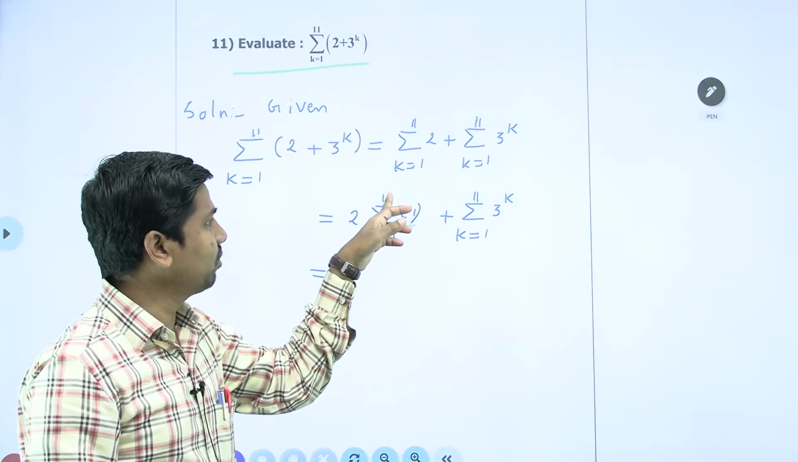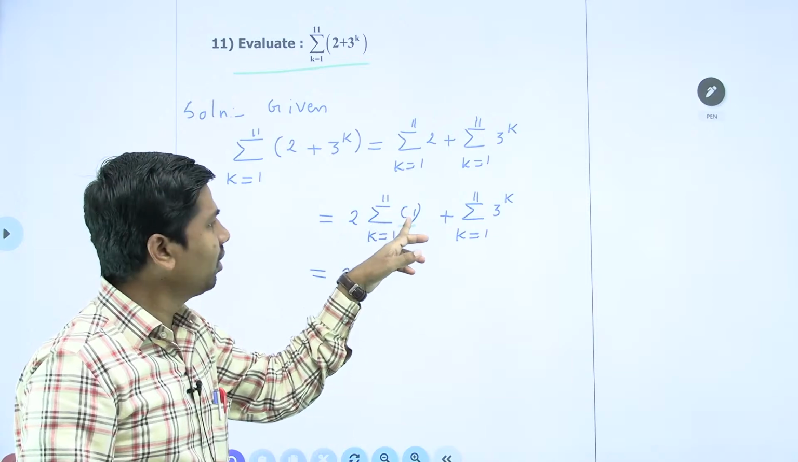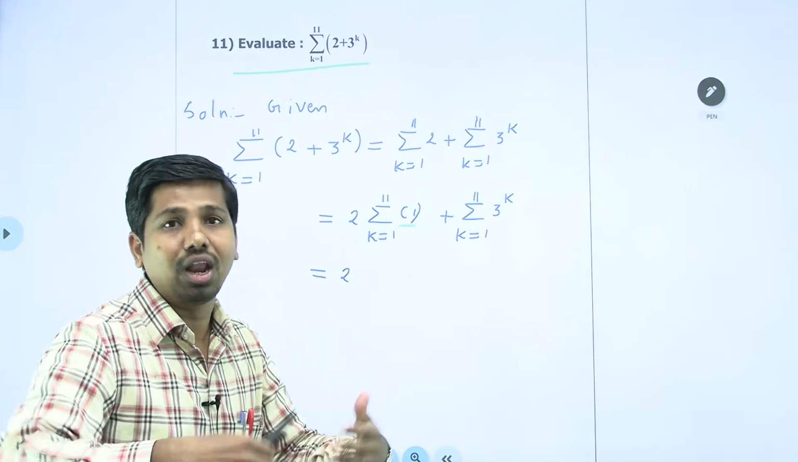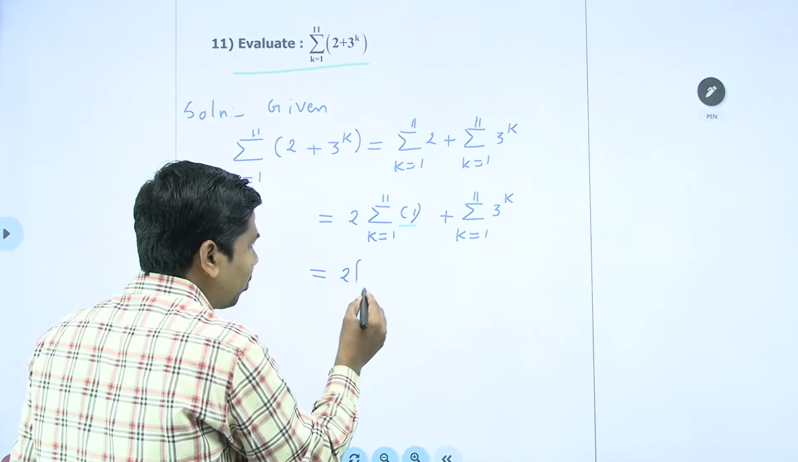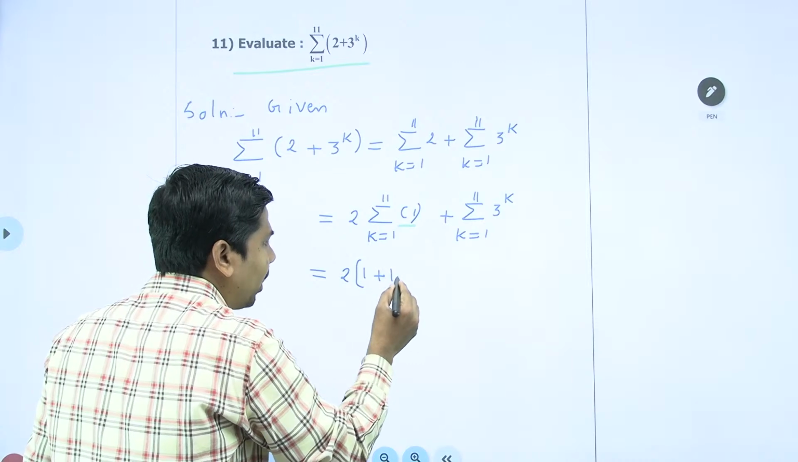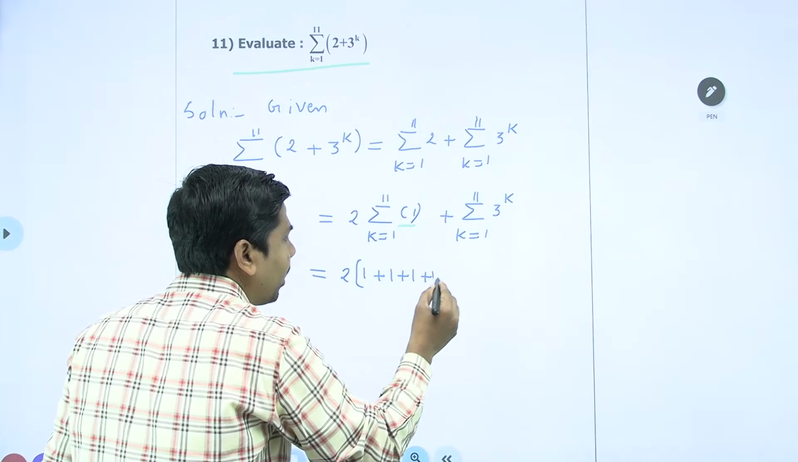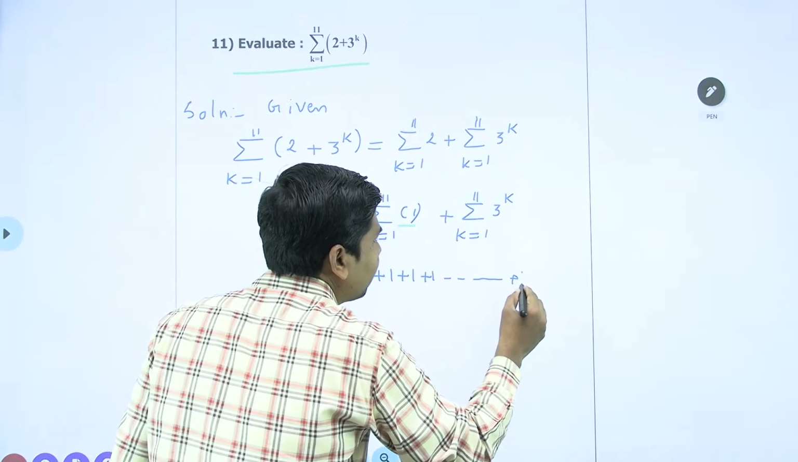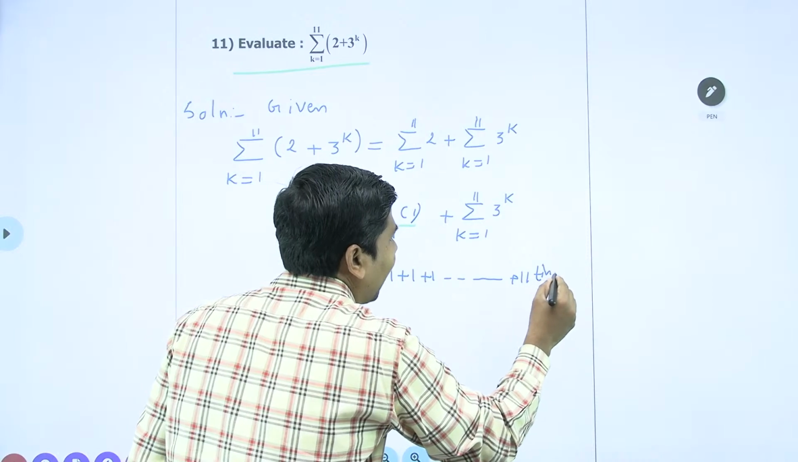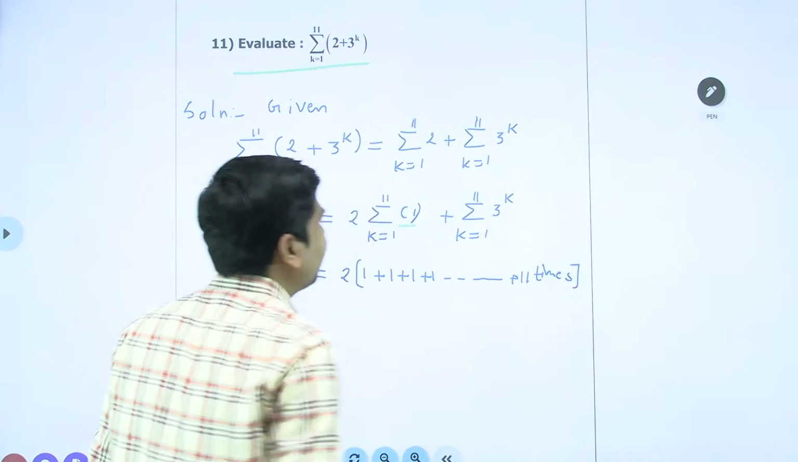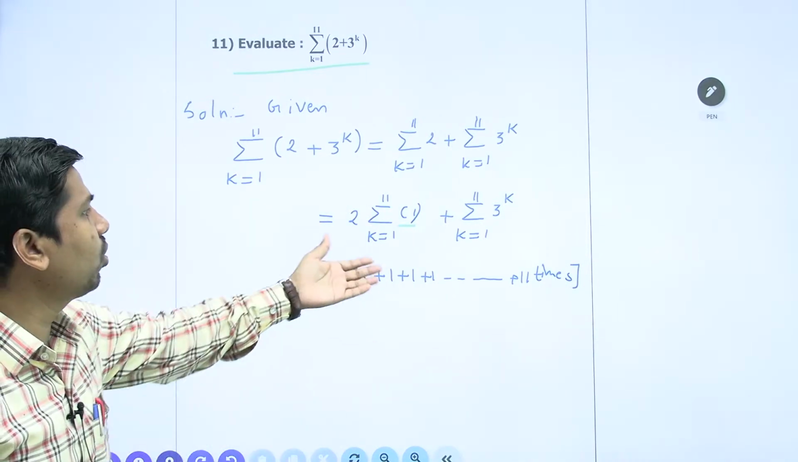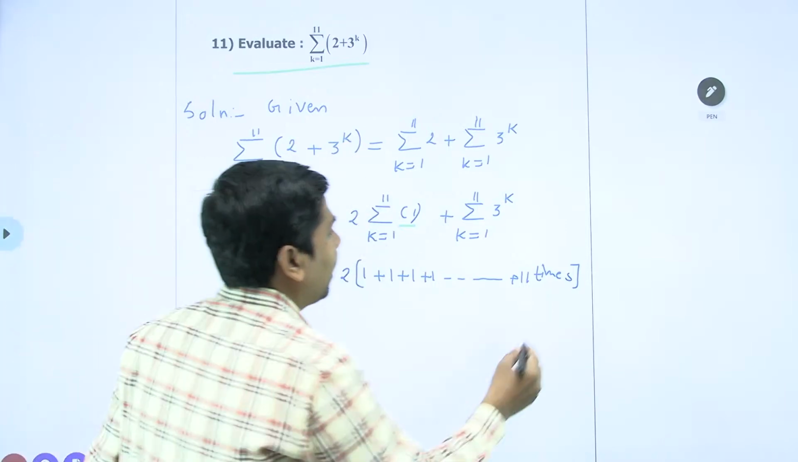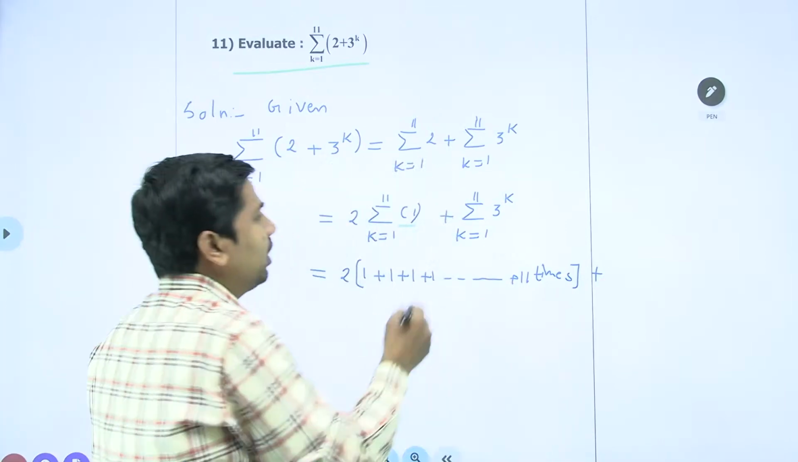Yeah, 11 times. K is from 1 to 11 now, which means you are adding the term 1 how many times? 11 times. That is nothing but 1 plus 1 plus 1 plus 1 up to how many times? It is 11 times. You are adding that 1. That indicates summation of 1 where k is running from 1 to 11. Plus here again, k is running from 1 to 11.